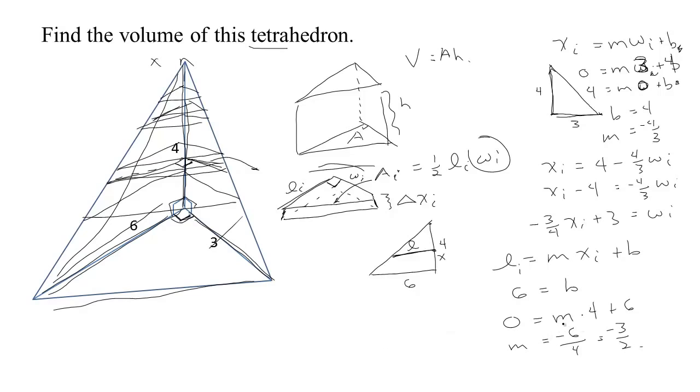Okay, so now we have an equation for our ith length as well. L sub i is equal to m, which we just found out was negative 3/2, times the height in the tetrahedron, plus b, which is 6. Great. So when x is equal to 4, we have a length of 0, and when x is equal to 0, we have a length of 6. Perfect. Okay, so that's our length.